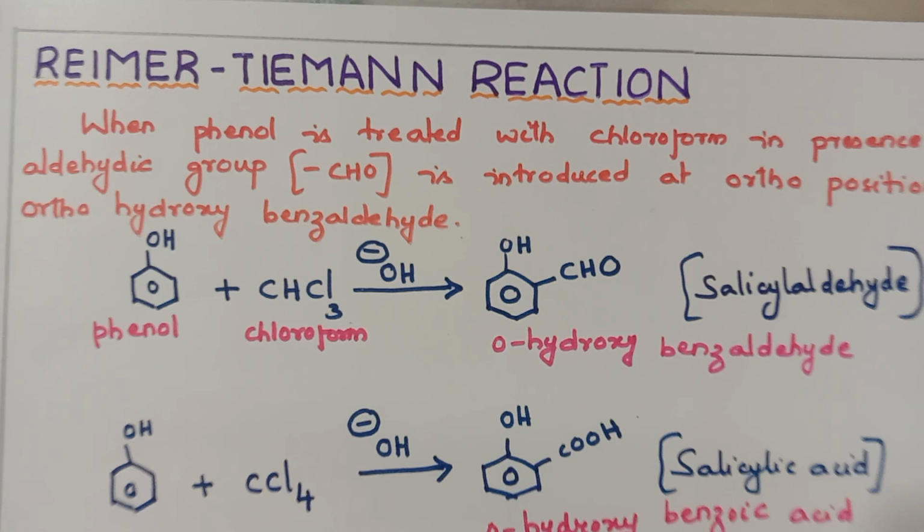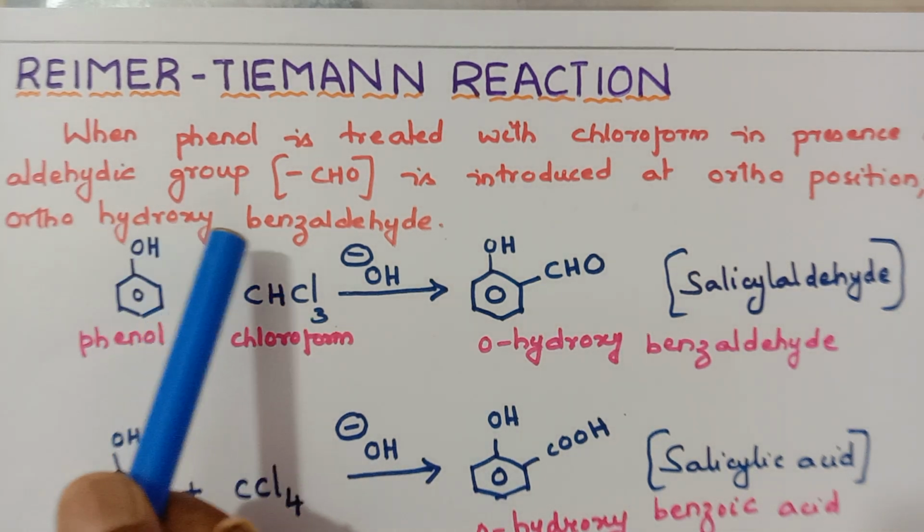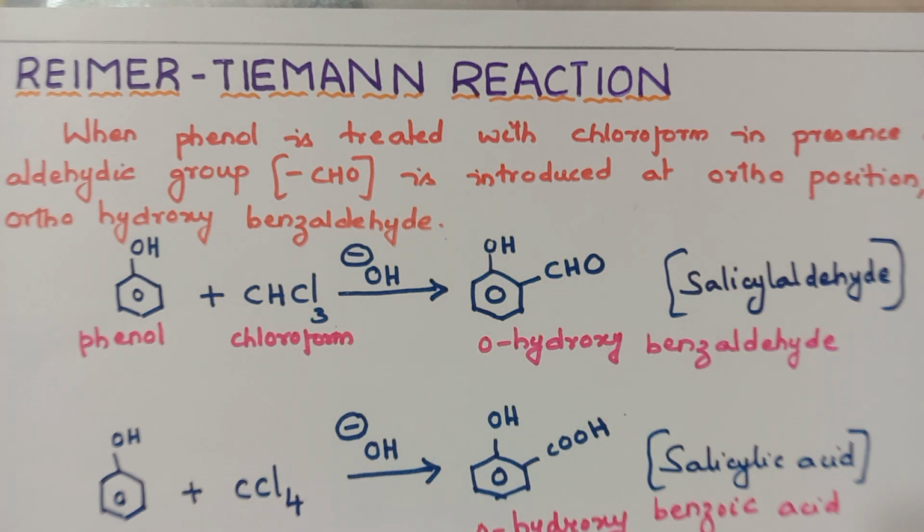Here you can see an aldehyde, that is CHO group, is introduced in the benzene ring at ortho position. Ortho position means, phenol, you all know there will be an OH group on the benzene ring. So this CHO will be introduced adjacent to the OH group on the benzene ring, and the product being formed is called ortho-hydroxybenzaldehyde.